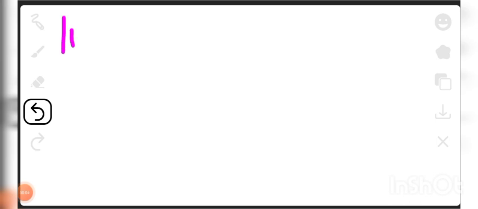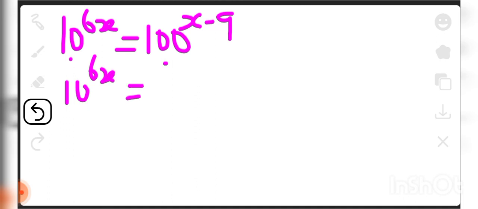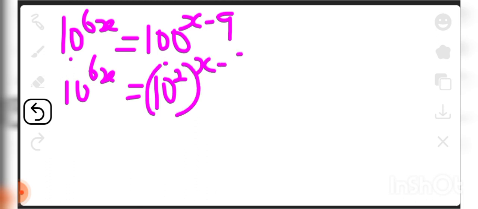Last question, if we have 10 raised to the power 6x is equal to 100 raised to the power x minus 9. Now, can we raise 10 to any power and the answer will be 100? Yes, so let's just go straight forward. 10 raised to the power 6x will be equal to 10 raised to the power 2, that gives us 100, then x minus 9.